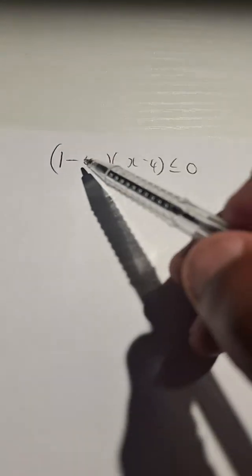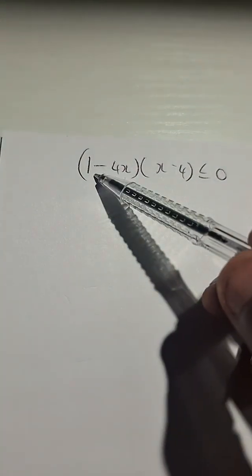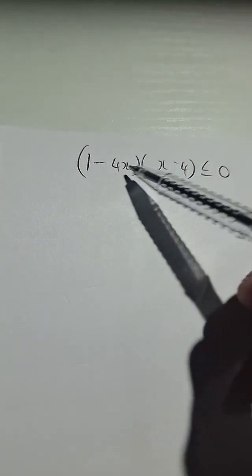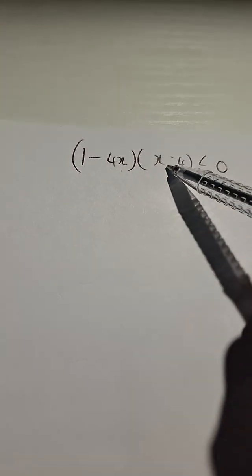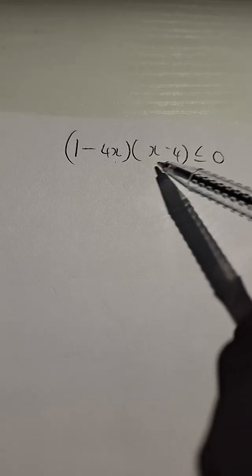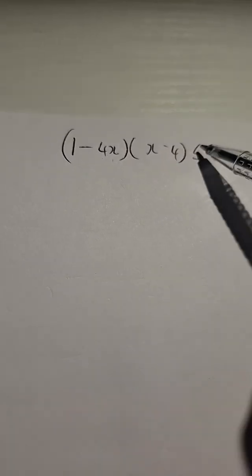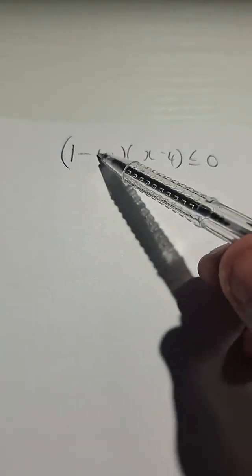1 minus 4x into x minus 4 less than or equal to 0. So guys, first thing that you notice, look at the brackets. 1 minus 4x, the order here is not in order because the x term is negative. Then this second bracket is x minus 4. This order is fine. There's 0 on the other side. The inequality is less than or equal to 0, but you see the order, this one is not in order.